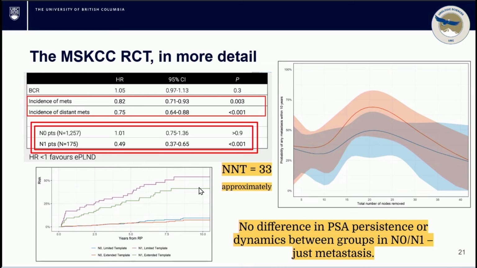If you come back to that ARR of about 3%, if you just do 1 over that, 100 divided by 3, it comes out to a number needed to treat of about 33 extended lymph node dissections to prevent 1 metastasis at around 5 to 10 years. To be fair, the operative time is virtually the same between the 2 groups, so it might not be too much cost. This right figure is also one of their supplementary figures, where they show that regardless of the number of nodes removed, remember 12 and 14 are just medians, there's a persistent gap in the probability of metastasis between extended pelvic lymph node dissection and limited pelvic lymph node dissection. And what that might suggest to you is that it's more about the location of the nodes rather than the number.